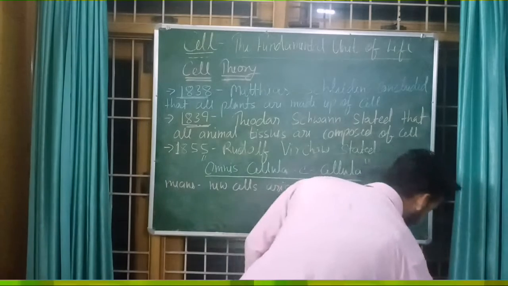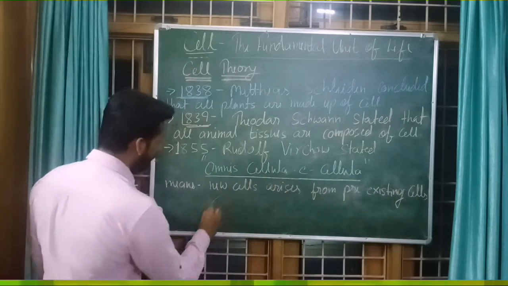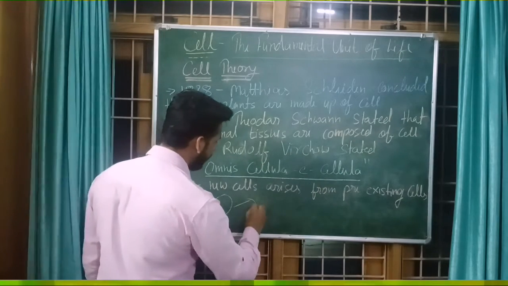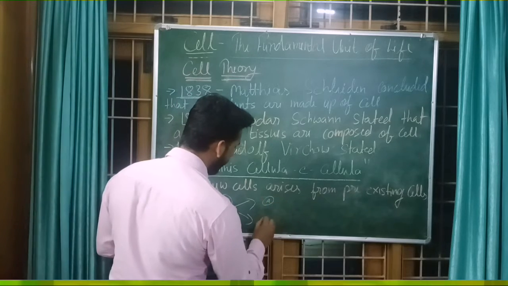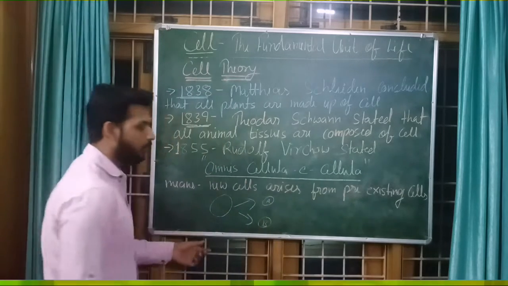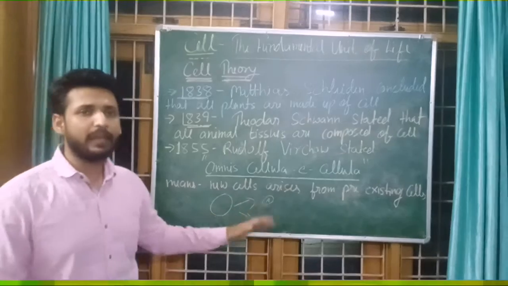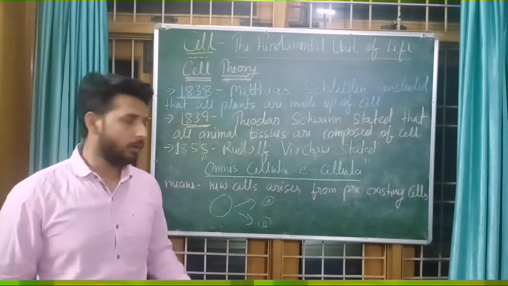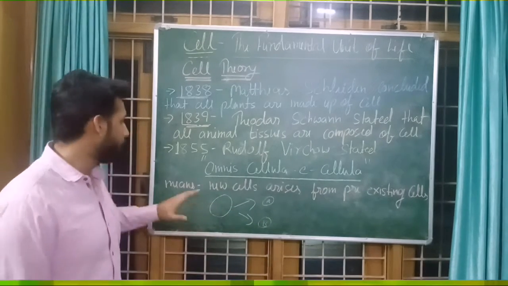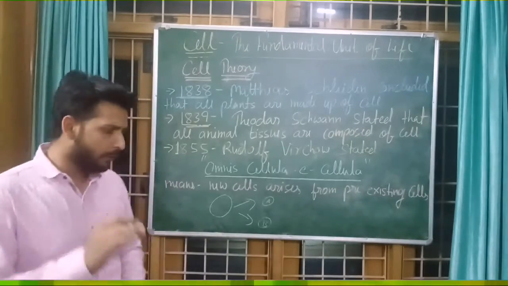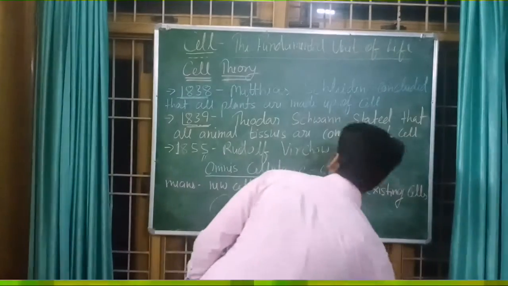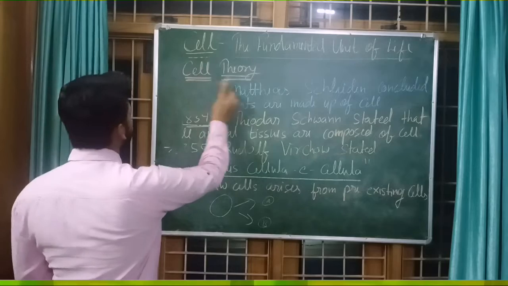Like we can see here, this is a cell and it can be divided into different parts, cell A and cell B. Similarly, it can be divided into multiple cells also. So how do cells come? Cells come from pre-existing cells. Got it? So with this, we can conclude our theory. What is the theory?